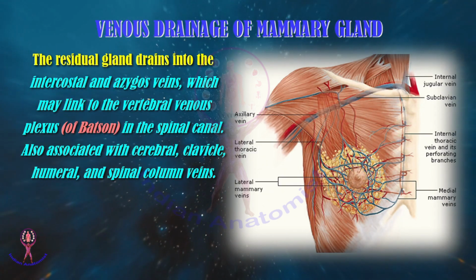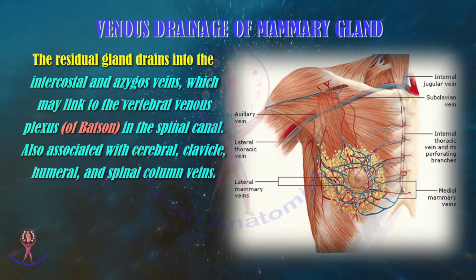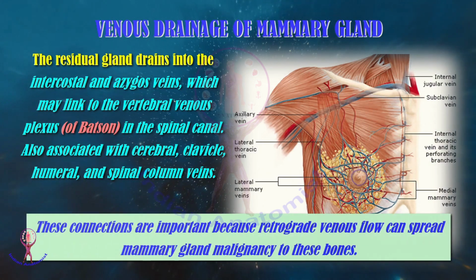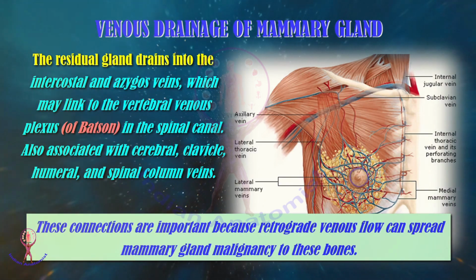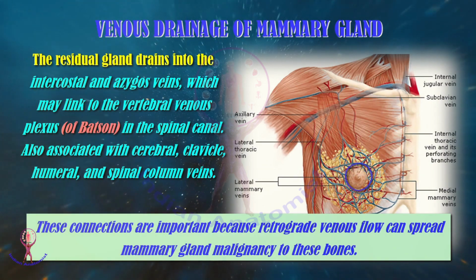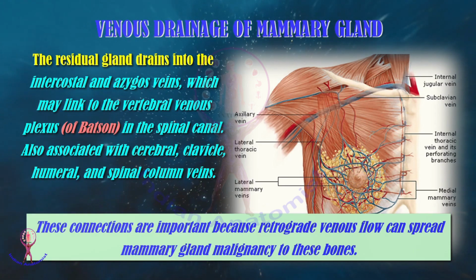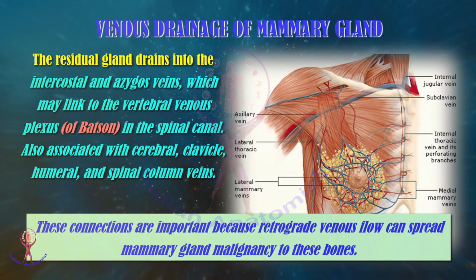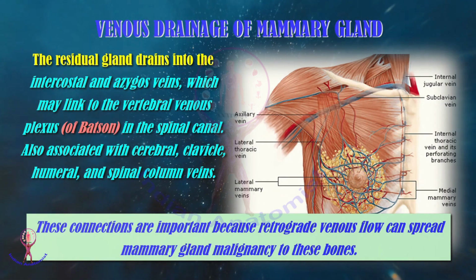The glandular veins also have venous communications with cerebral, clavicular, and humeral veins. Knowing these connections is very important because retrograde venous flow can spread mammary gland malignancy to these bones. Hope you all understand about the arterial supply and venous drainage of the mammary gland.